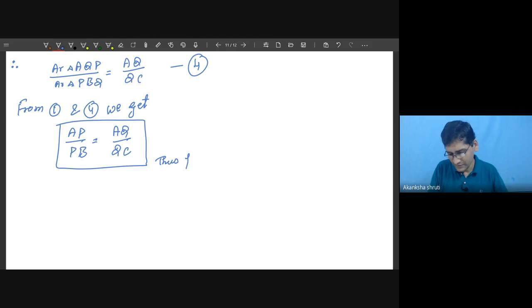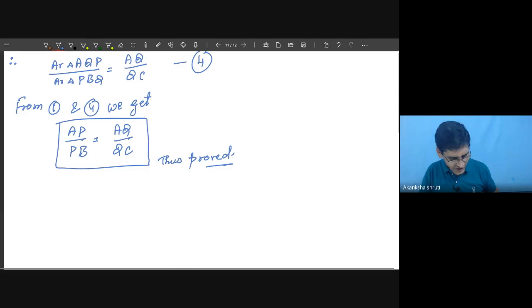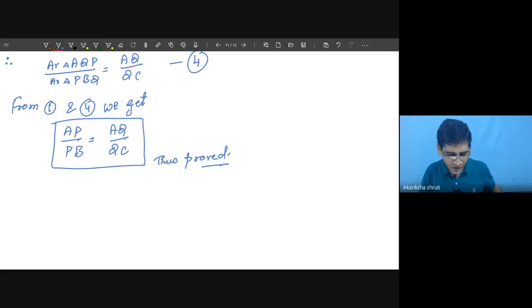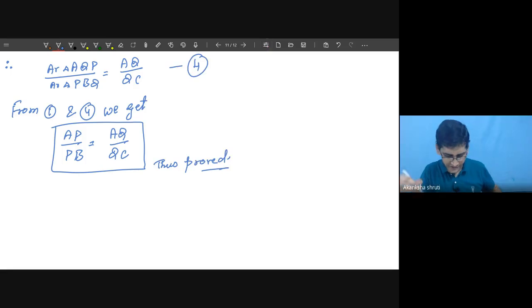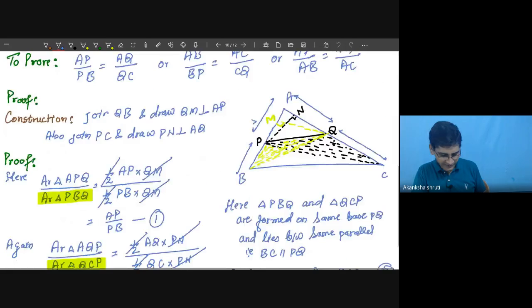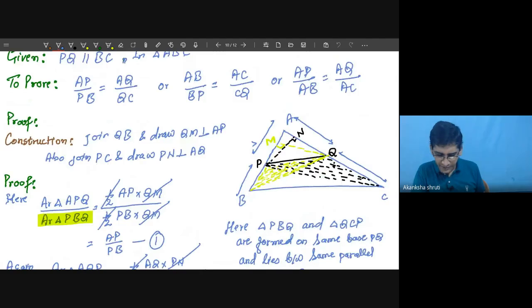Thus, it is proved. So if you have to prove the BPT or basic proportionality theorem, student, you have to do this much. This much is very important. If you are not writing this much, then your marks may be deducted. So this was one of the ratios that we have proved here. The other ratios can also be proved. So how is this AB by BP? How is this AC by CQ? These things we are going to prove now.